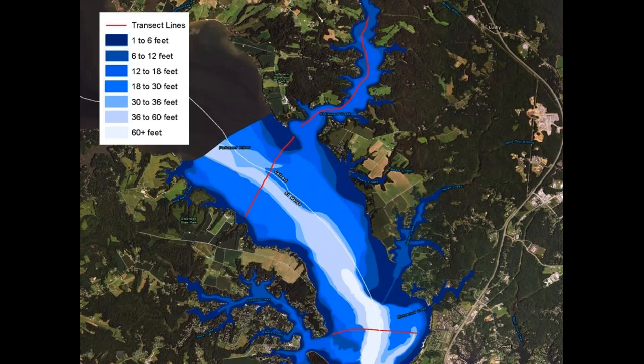So here, this is showing the water depths. If you look at the creek water depths, it's mostly 6 to 12 feet. And again, this goes back to the area that we did not sample. And for the river channel, they have a wide range of water depths, but only a portion of them can actually be sampled with trawl. Most of them are also not deep enough.